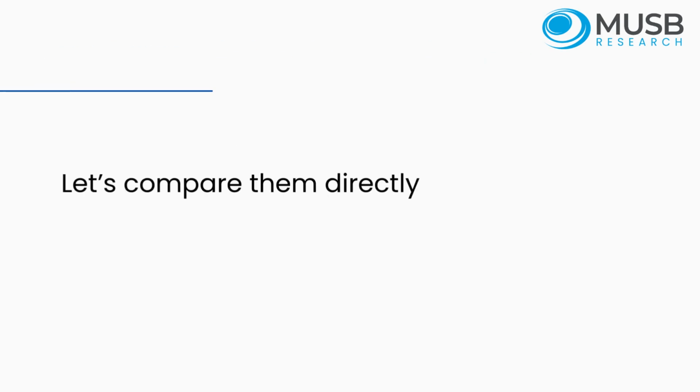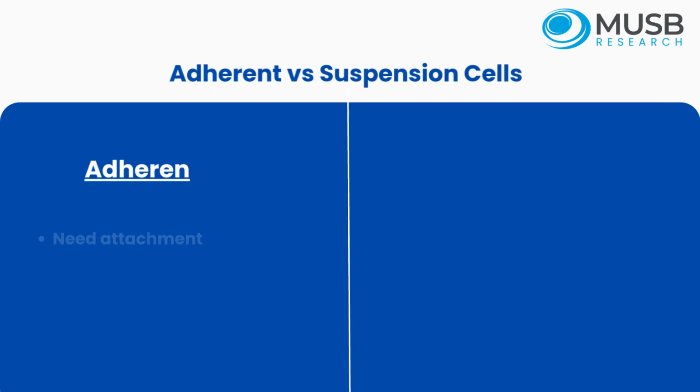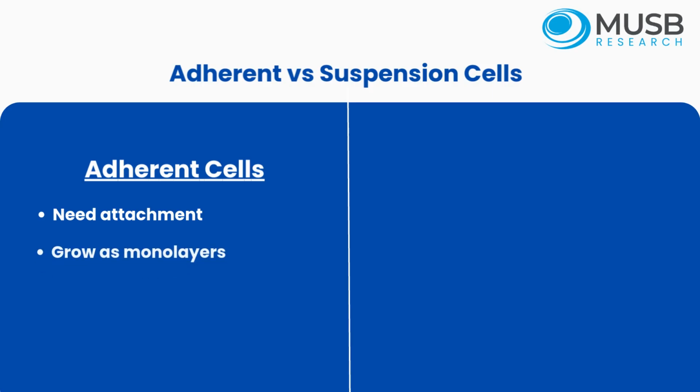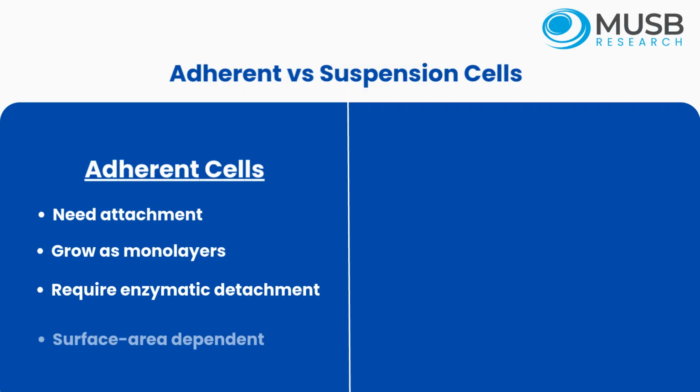Let's compare them directly. Adherent cells need a surface to attach to in order to grow. They typically spread out and form a single layer, called a monolayer, on the culture dish or flask. Because they stick to the surface, they usually require enzymatic treatment, such as trypsin, to detach them during passaging. Their growth is also limited by the available surface area, which means scaling up can require more culture vessels.